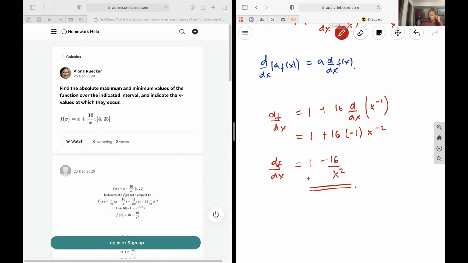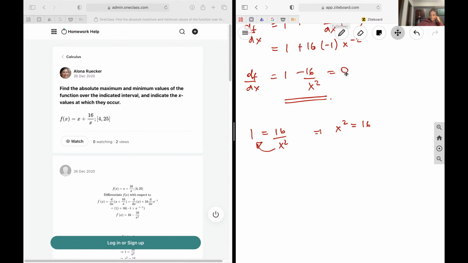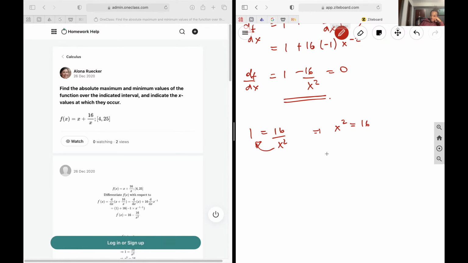Okay, and remember I want to set it equal to 0 and find my x values at that point. So I'll get 1 is equal to 16 over x squared. Bring the x squared over, and I get x squared is equal to 16. And so I will get x is equal to the positive or negative square root of 16. That means x is equal to positive or negative 4.